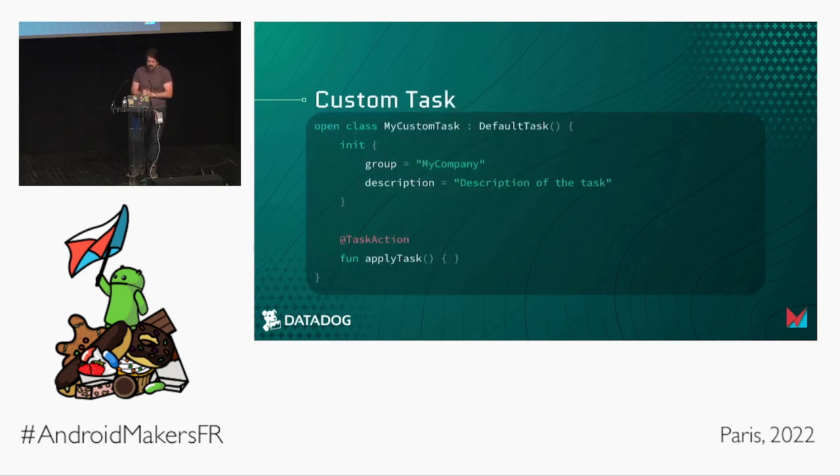So if you want to create a custom task, which is something that can be run, and so you can have it appear in your list of tasks or in the command line, basically you can just say, okay, you inherit from the default task.